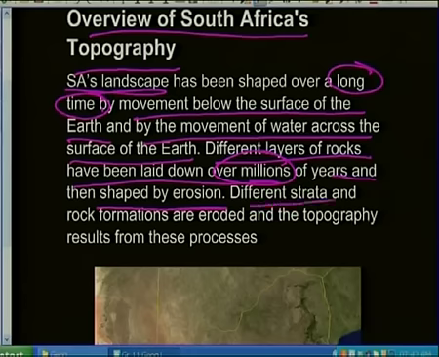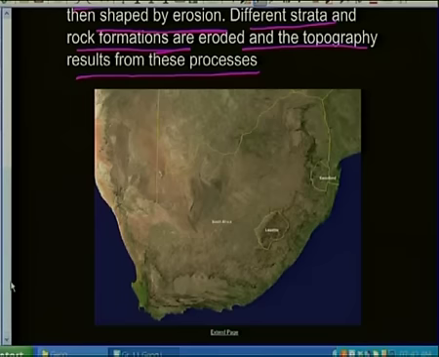Different strata and rock formations have been eroded, and the topography that results from these processes. Grade 11 geomorphology is largely taking the South African landscape and helping you better understand how the topography changes over space and time. Let's look at a few aspects through the satellite image of South Africa. What you should be able to understand and recognize is the following. In terms of South Africa, our topography is largely influenced as follows.